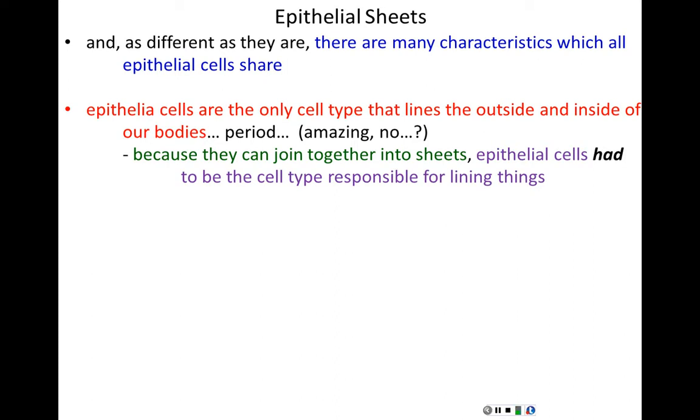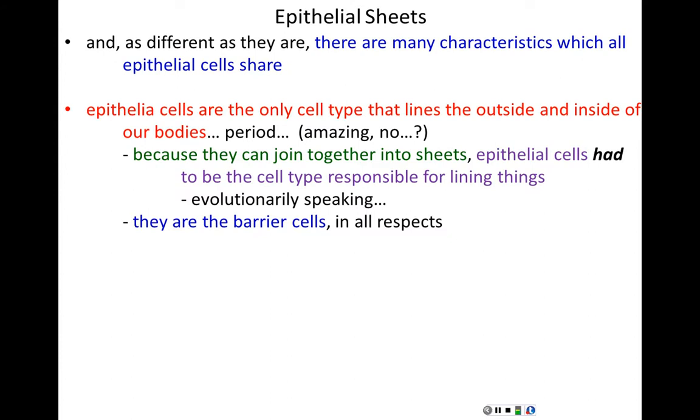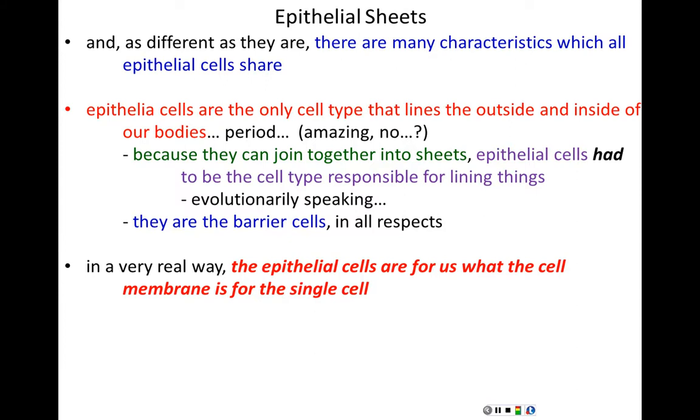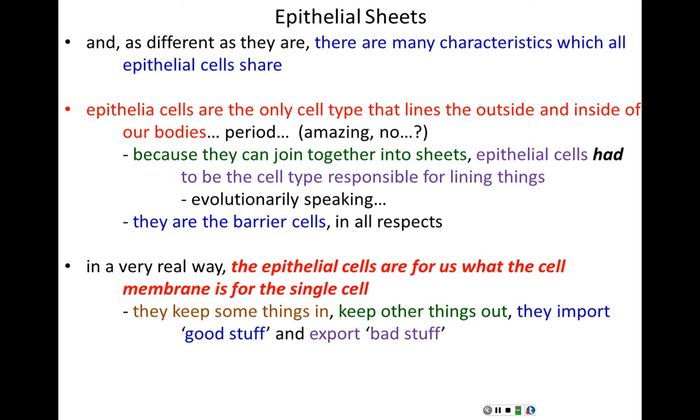To line the inside and outside of our bodies, we needed sheets of cells, and the only cell types that form sheets are epithelial cells. Epithelial cells are our barrier cells in every single respect. So in a very real way, the epithelial cells for us as an organism are what the cell membrane is for a single cell. And you can take this analogy all the way out, and it continues to work. Epithelial cells keep some things inside that should be in and keep other things out that should be out.